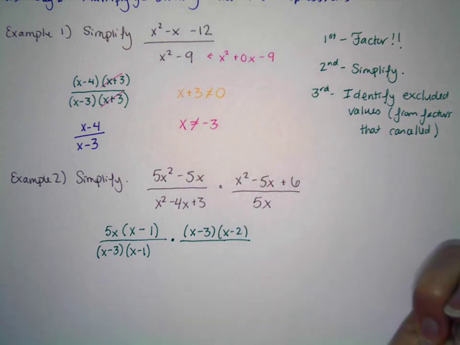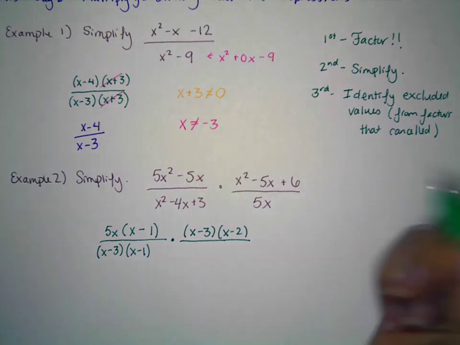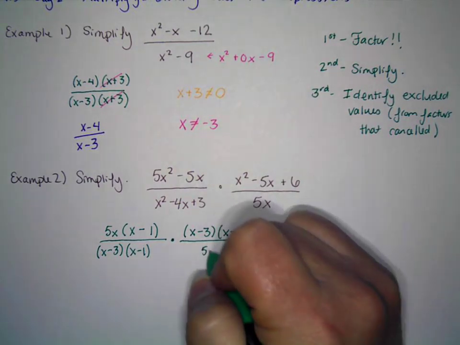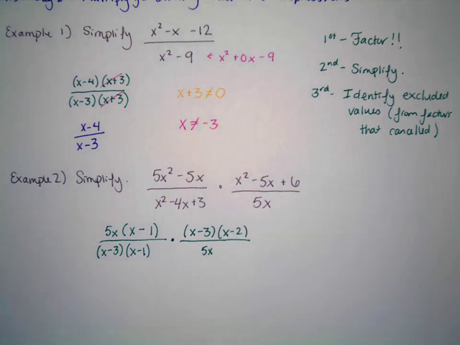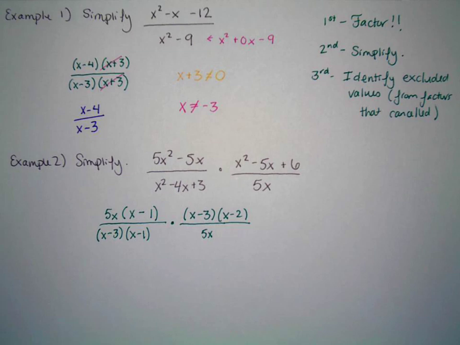In the denominator 5x, there's not really anything you can do to factor that. If you want, you could write it as 5 times, with a little multiplication dot, x, but that's not really necessary. So now that everything is factored, we want to look for factors that can cancel out because they appear in both the numerator and the denominator in our expression.